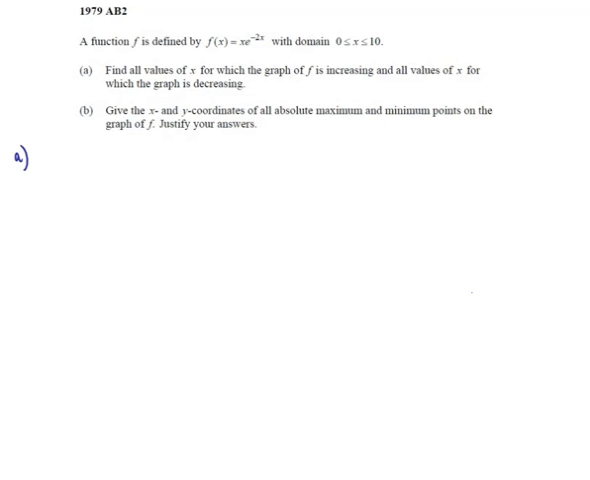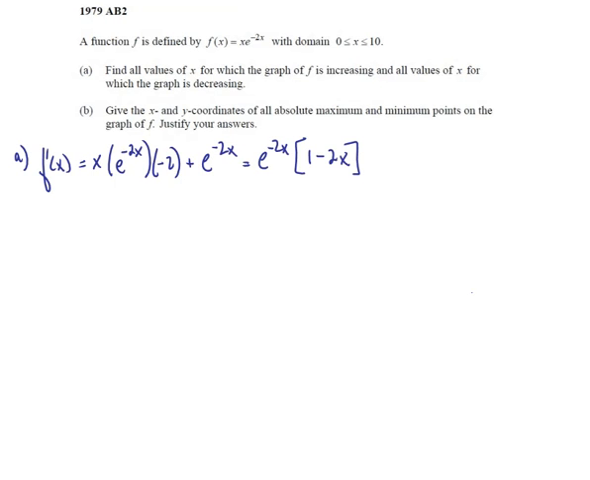Both increasing and decreasing are functions of the first derivative, and so we find f prime of x. It's a product, so we'll use the product rule. The first times the derivative of the second gives us x times e to the negative 2x times the derivative of negative 2x, which is negative 2, plus the second function, e to the negative 2x, times the derivative of the first, which is just 1. We can factor out the e to the negative 2x, and that leaves us with e to the negative 2x times 1 minus 2x.